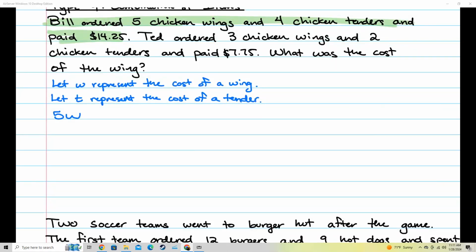So maybe it's $2 per wing, and that'd be like 5 times 2 would be $10 that he paid, right? Just on wings. But he didn't buy just wings, he also bought chicken tenders. How many chicken tenders did he buy? He bought 4 of them.